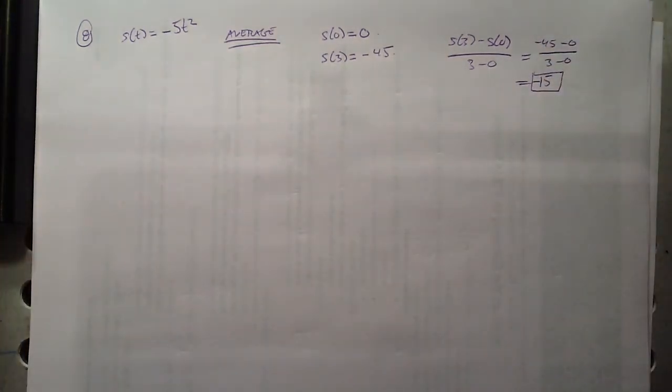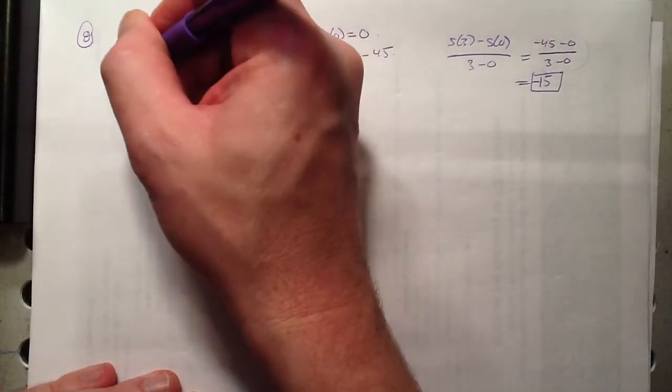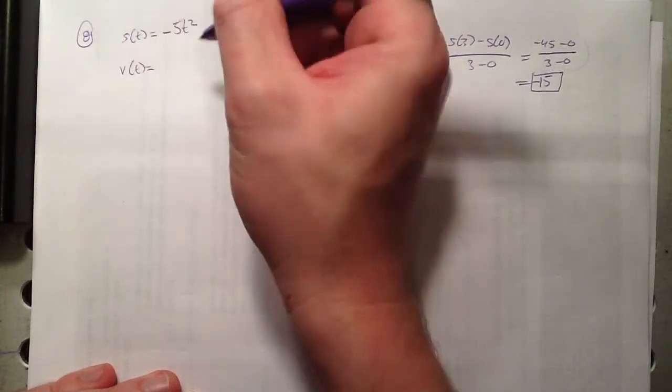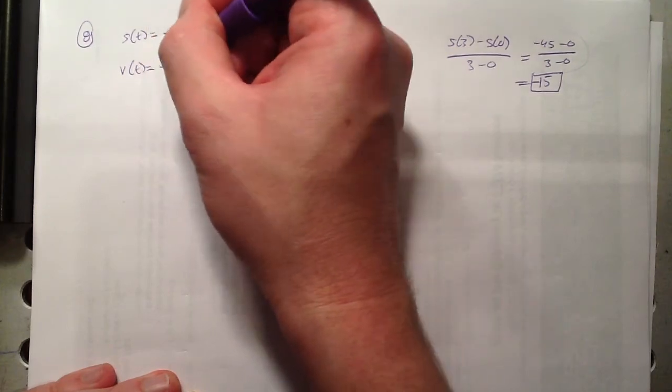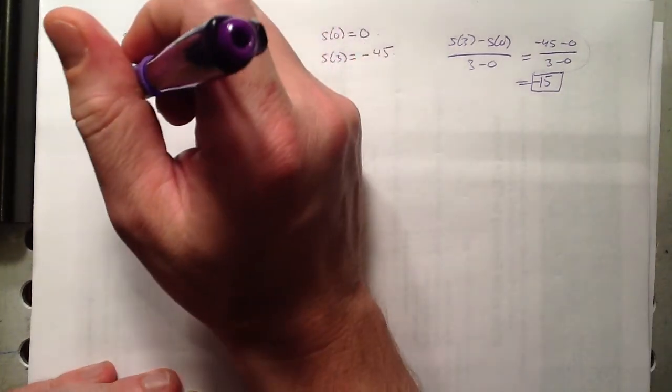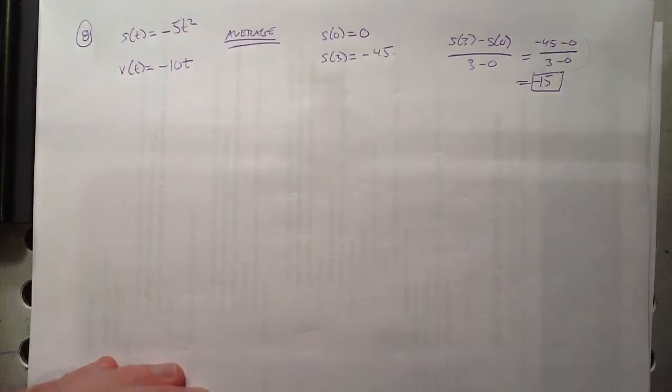Look out for that word average. Average rate of change, average velocity means you're actually finding a slope. And notice, I betcha if you find the derivative of this, let's see, the derivative would be negative 10t. Is negative 30 a choice? Oh, it is. Answer choice B.